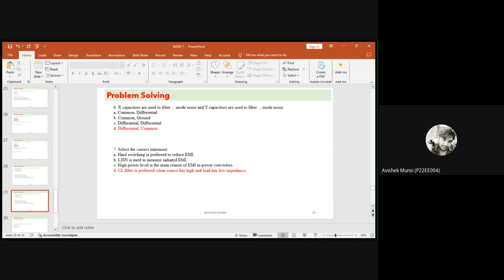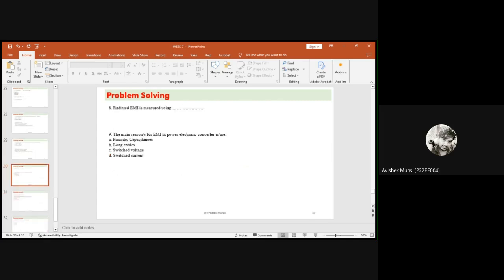Hard switching is preferred? No, obviously not. Soft switching is preferred. LISN is used to measure radiated EMI? No, LISN is a device to filter out noises, which will not allow the noises from the supply to reach the device under test, or from the device to the supply. High power level is the main reason of EMI? No, definitely not. High power, high frequency will be a cause. And then, LC filter is preferred when the source has high and the load has low impedance. Obviously, this is correct, right?